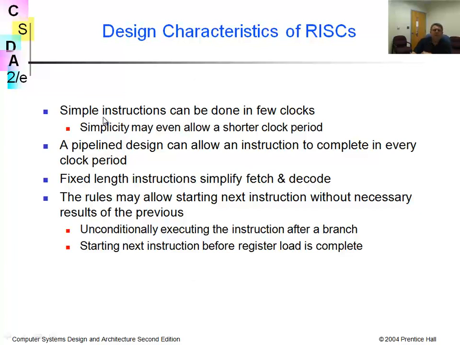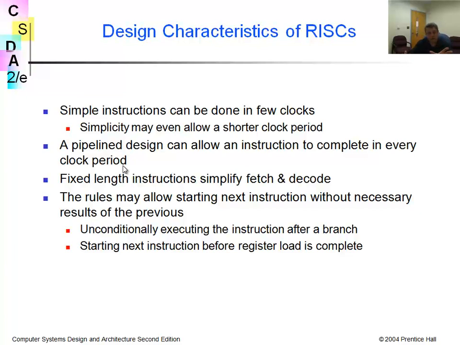Here this design calculus risks. Simple instructions can be done in few clocks. A pipeline design can allow instructions to complete in every clock period. Pipeline means at every clock cycle you fetch one instruction, but you hold them someplace till the currently executing instruction is executed and completed. This way we don't have to wait till we go fetch another one.